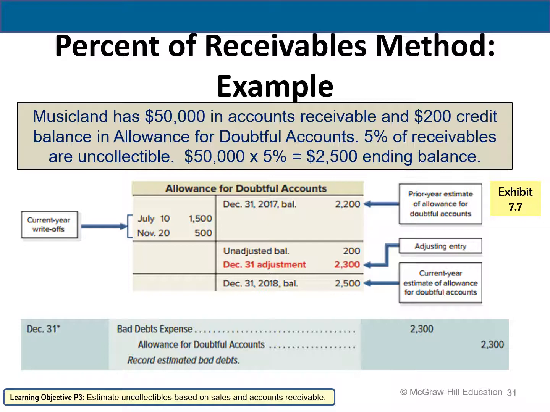Musicland has $50,000 of accounts receivable, and a $200 balance in its allowance for doubtful accounts. 5% of receivables are uncollectible. So if we take the $50,000 accounts receivable balance times 5%, they're saying that our allowance for doubtful accounts should have $2,500 in it. Well, we got to go back to our methodology from earlier in the semester where we said, what does the account equal? What should it equal? And what do I need to book for the difference? So it currently has a $200 credit balance, and it needs to have a $2,500 credit balance. So in order to bring our allowance for doubtful accounts from $200 to $2,500, what do we do? We credit $2,300, right? And then your debit is $2,300 to bad debt expense.